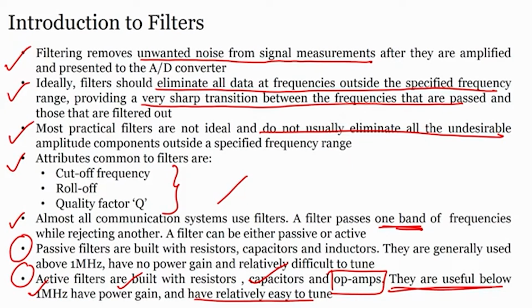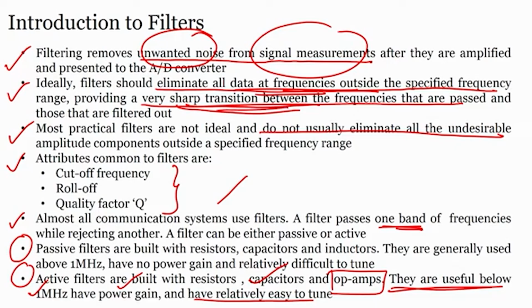First, filters are circuits which are used for removing unwanted noise from signal measurement. Second, filters should eliminate all data outside the specified frequency, providing a sharp transition, right. Third, most practical filters are not ideal and do not usually eliminate all the undesirable frequencies. Fourth, there are 3 attributes common to all the filters: cutoff, roll off, quality factor. Fifth, almost all communication systems use filters. Sixth, a filter passes one band of frequencies while rejecting another, right.